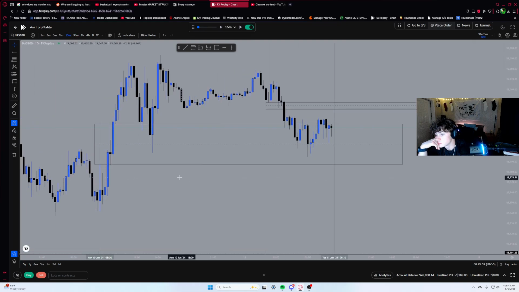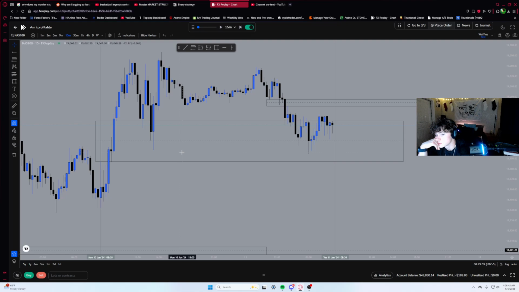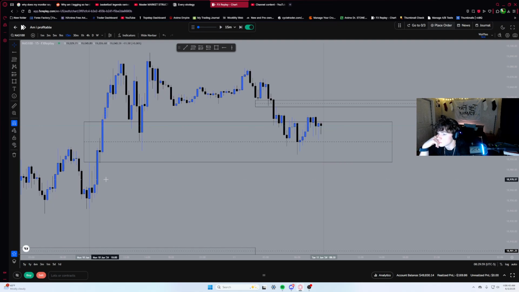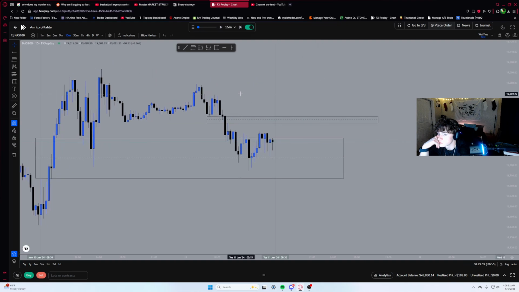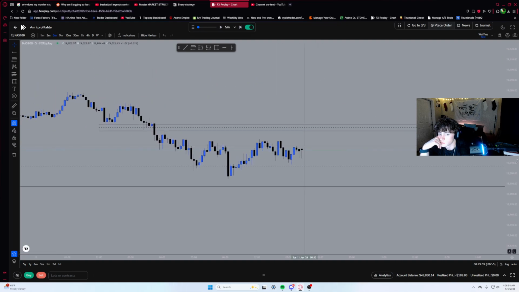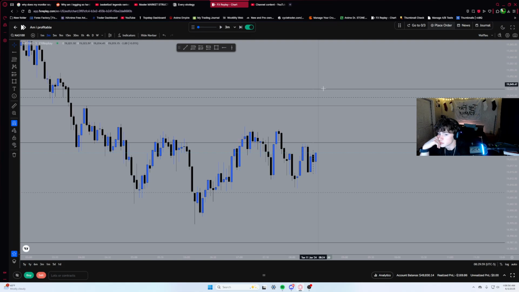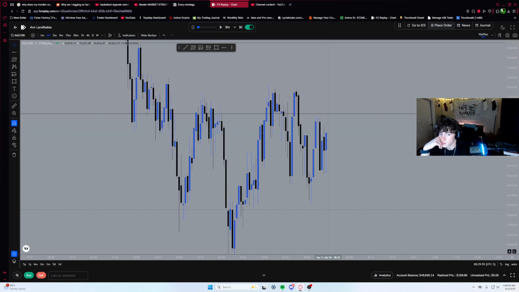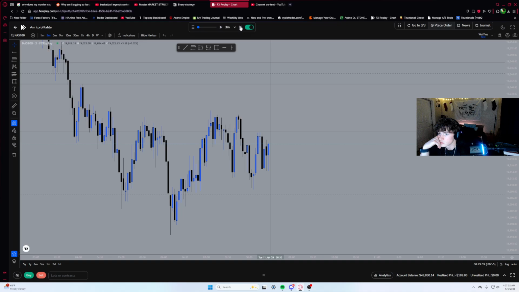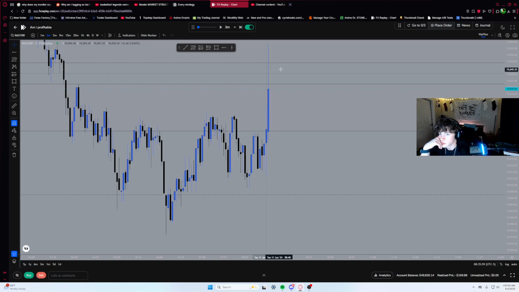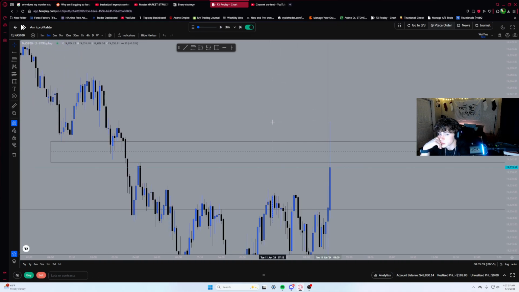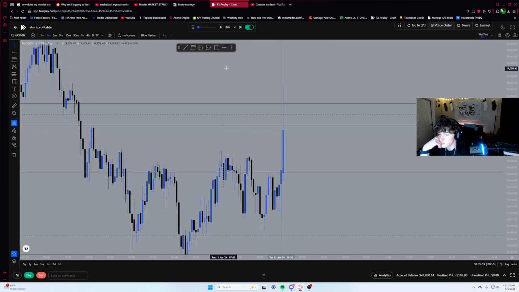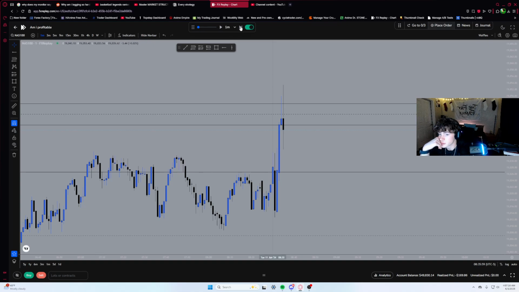15 minute. All right, cool. Let's get started. Holy wick. I think it's going to keep going up. Let's go down to the 1 minute. Wait for a retracement. There's nothing to retrace to, honestly.